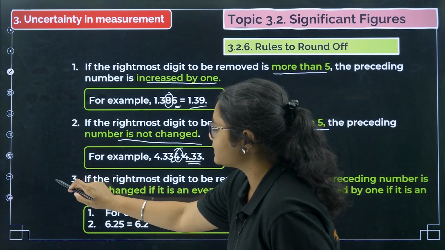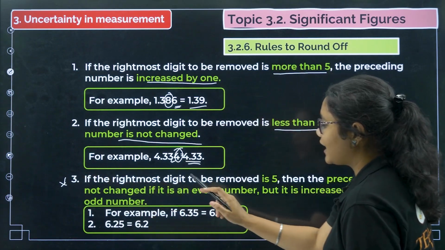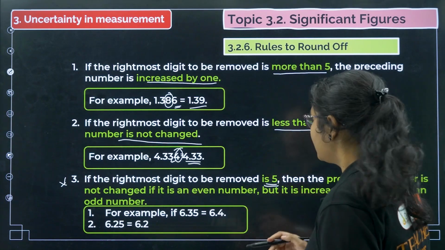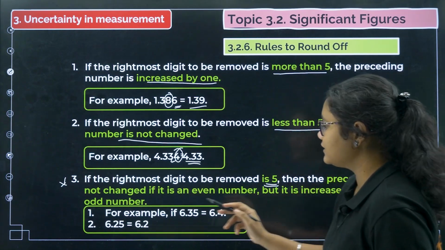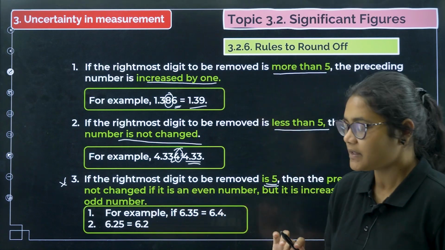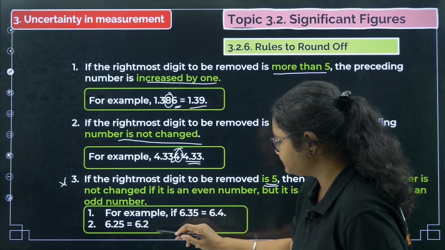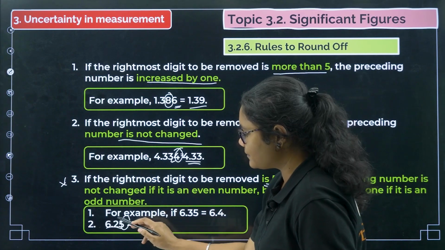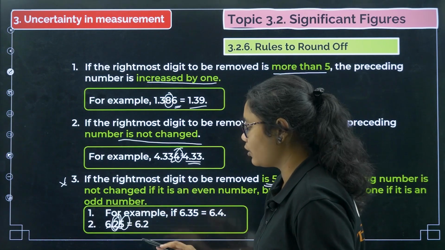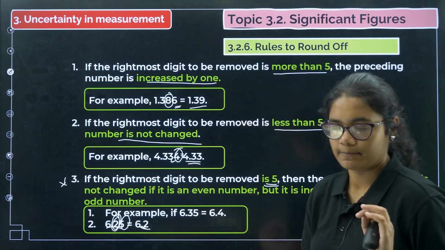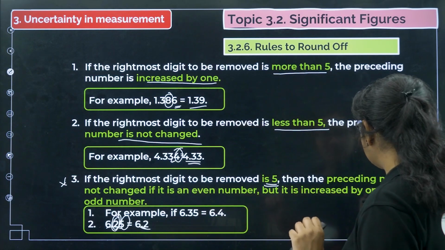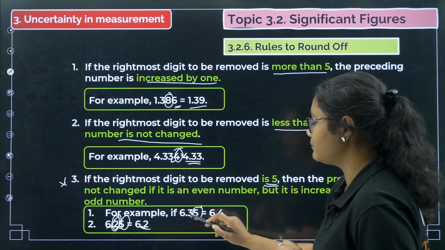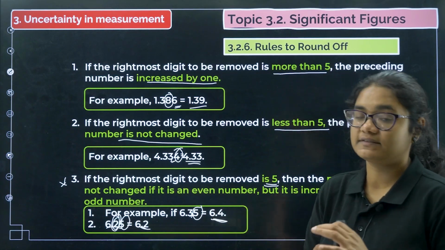Now this rule is important regarding the 5. If the digit to be removed is 5, in that case the preceding number is not changed if it is an even number. For example, 6.25: I want to drop this 5. Since the preceding number is an even number, there will be no change and it will be 6.2 only. But it is increased by 1 if it is an odd number. So if I am dropping 5 here and the preceding number is odd, it will be increased by 1 and I will get 6.4.